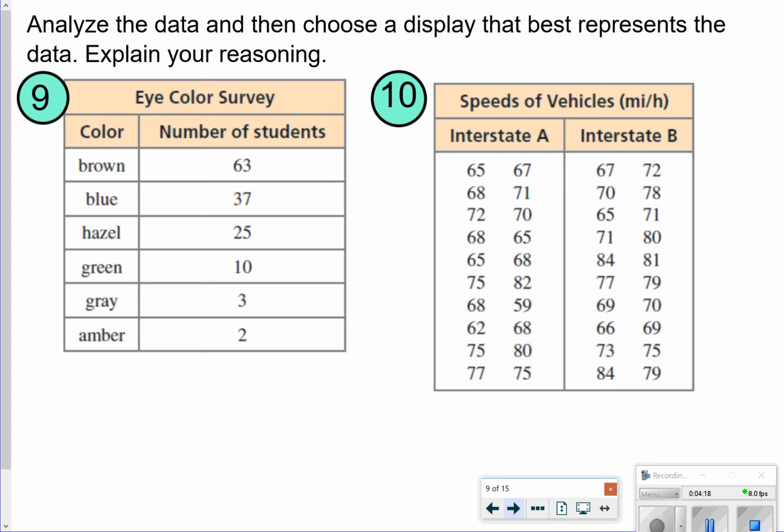So for 9 and 10, you're going to look at the data and then figure out what display would be best used to represent these data, or the sets of data. So let's go ahead and pause here and try 9 and 10, and once you're done, click play to check your work.